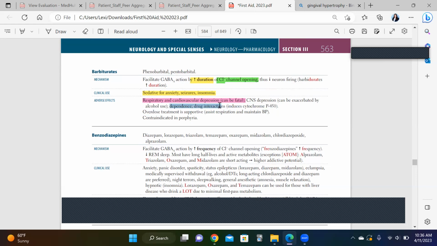There's drug interactions. And here's the big thing too. Not only is it dangerous, but do we have a Narcan for it? No, we have no reversal agent for it. So if somebody overdoses on this, we might just have to intubate them and support them or give them vasopressors. You have to keep them alive artificially. You can't just reverse them.